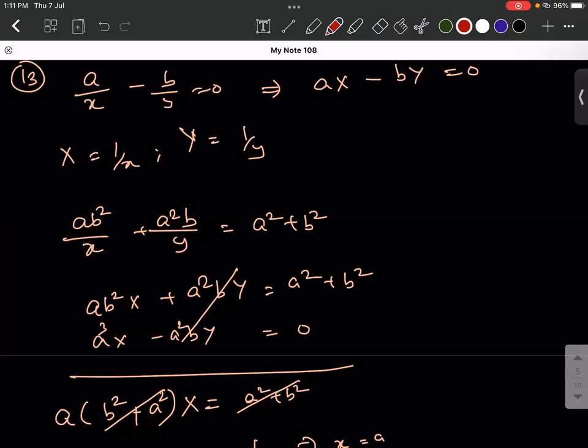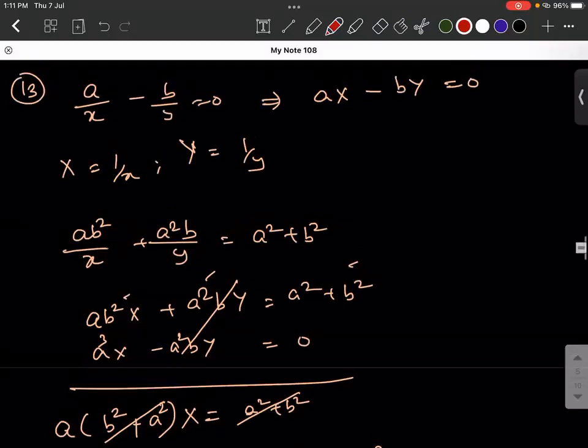So what I did is I wrote this as ab square capital X plus a square b capital Y is equal to a square plus b square, right? So the first equation got converted to a capital X minus b capital Y is equal to 0. So I thought I'll eliminate y. So I multiplied with a square on both the sides for the first equation. Then I got a cube X minus a square b Y is equal to 0. So when I added, these two got cancelled, right? Then what am I left out with?